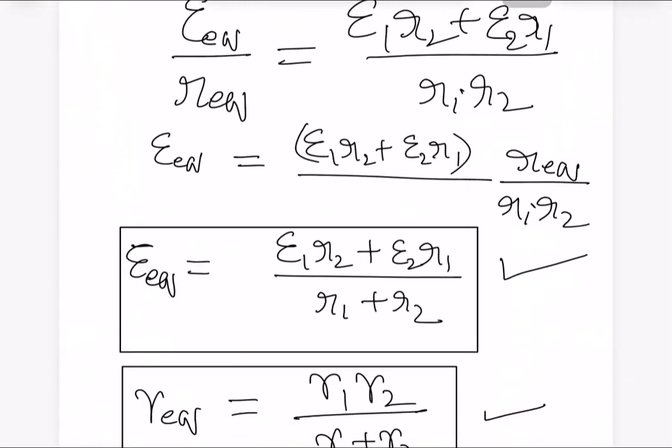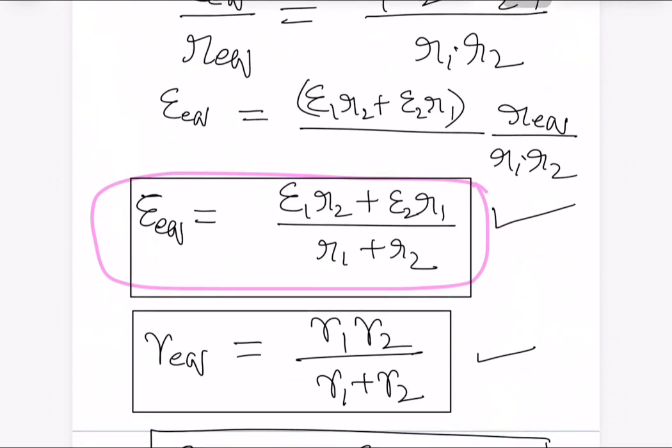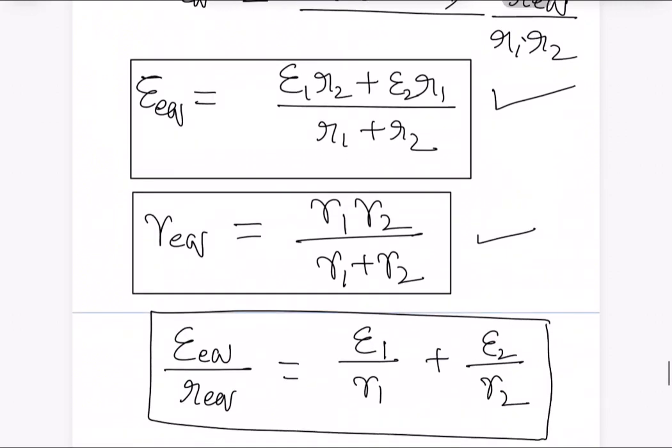So, therefore, instead of this, you can just write 1 divided by R1 plus R2. Yes, this is the final equation: E equivalent is equal to (E1 R2 plus E2 R1) divided by R1 plus R2. Next, R equivalent can be written as R1 R2 divided by R1 plus R2.